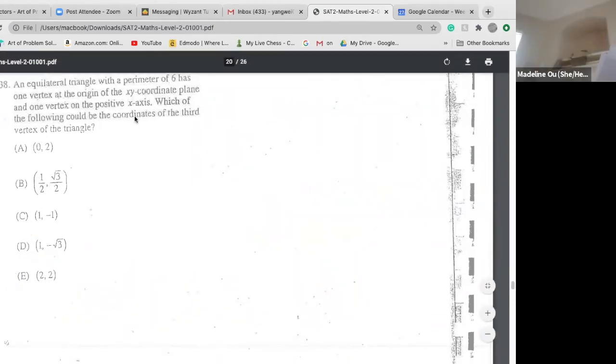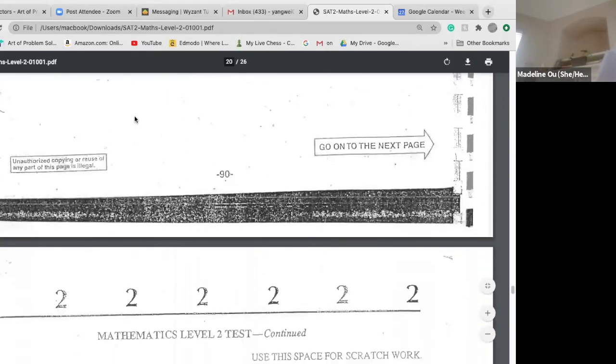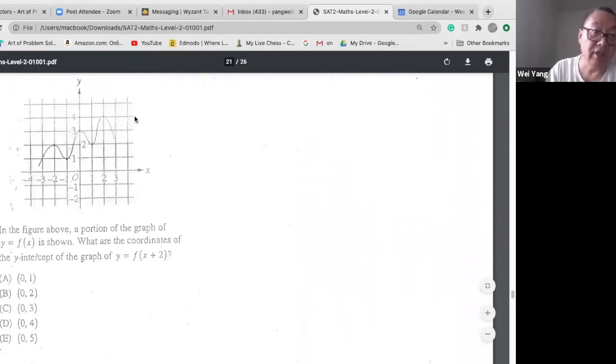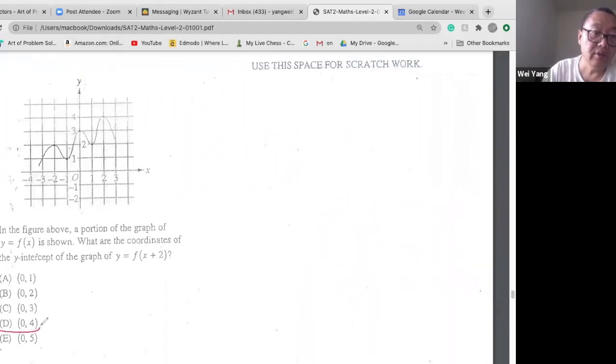Now let's see, 39. D. Okay, this one you got a D. Okay, this one. In the figure above, a portion of the graph of y equals f(x) is shown. What are the coordinates of the y-intercepts of the graph of y equals f(x) plus 2?